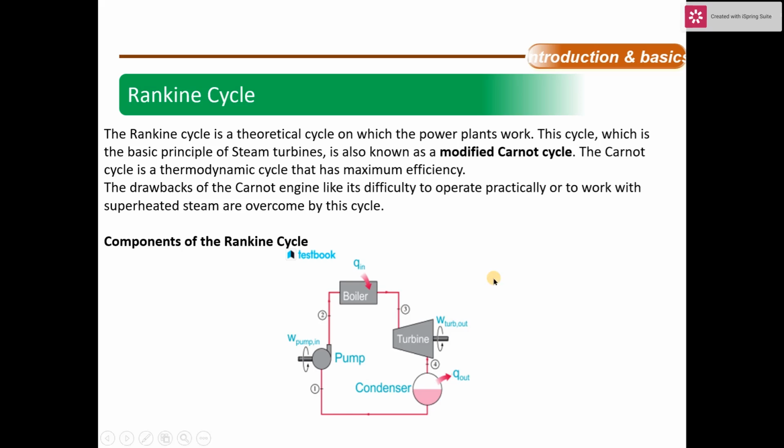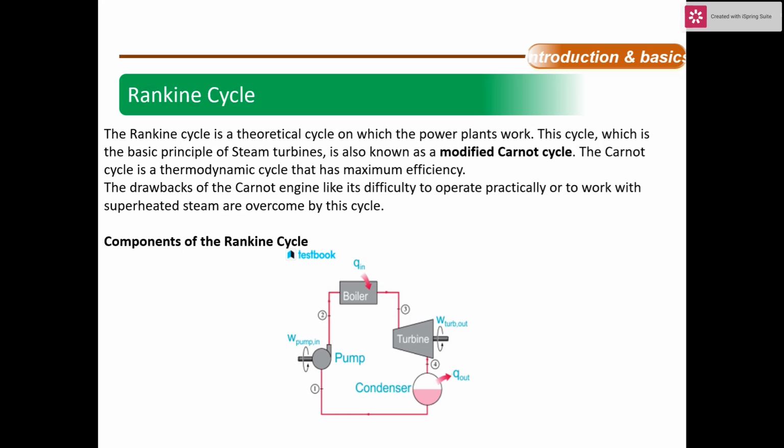After that, the turbine. The turbine or steam turbine is a machine that uses pressurized steam to produce mechanical work. The superheated steam entering the turbine expands and rotates shafts to produce work which generates electricity.